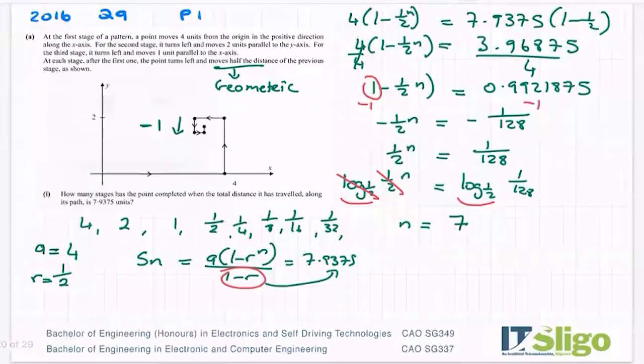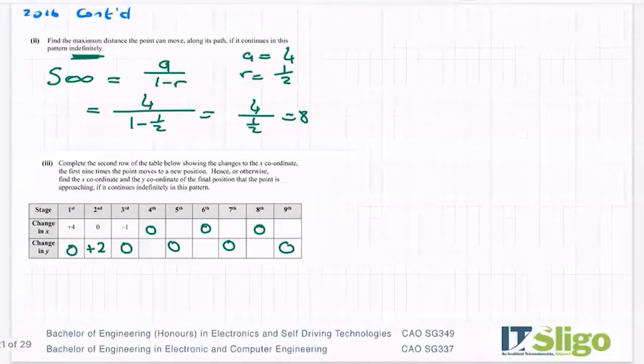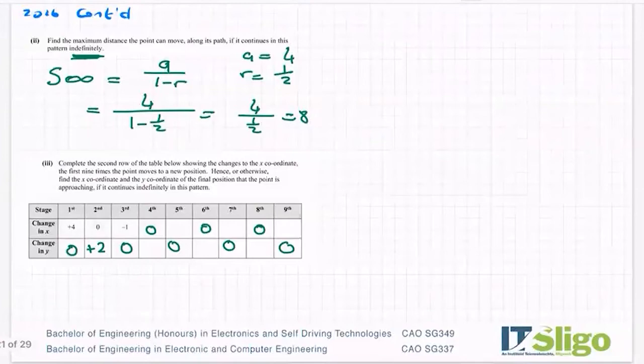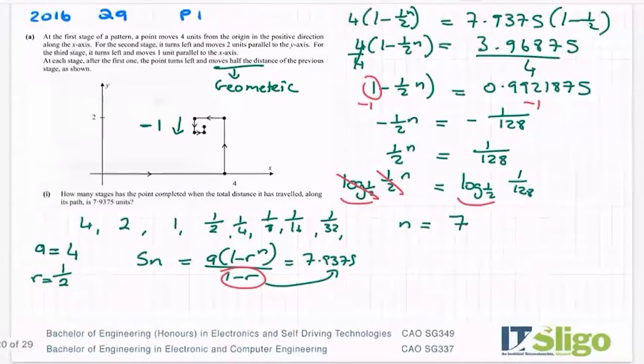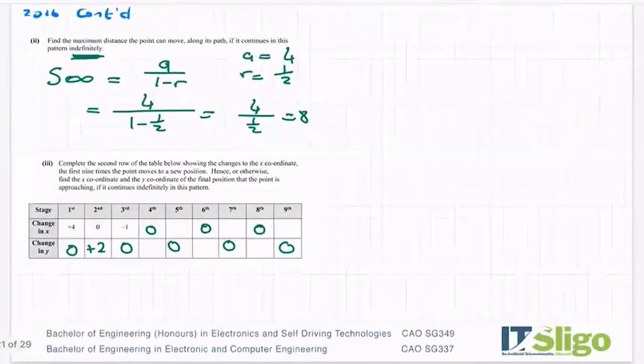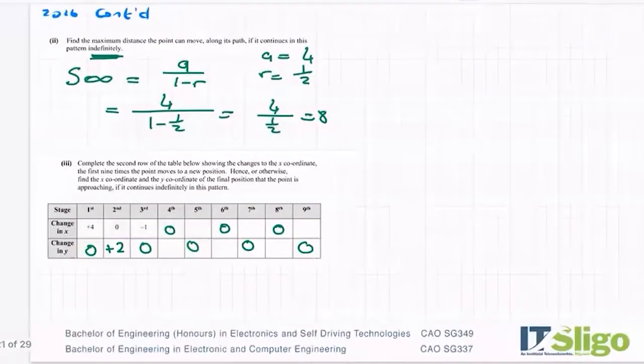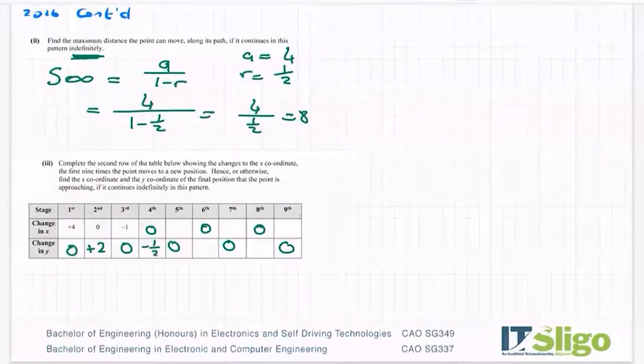And then, where was I? That was stage 3, now stage 4. Oh, I went the wrong way. My apologies. That was my -1 that I changed in my x, and 0 in my y. So on stage 4, then, I would have only changed by -0.5 in my y and nothing in my x.